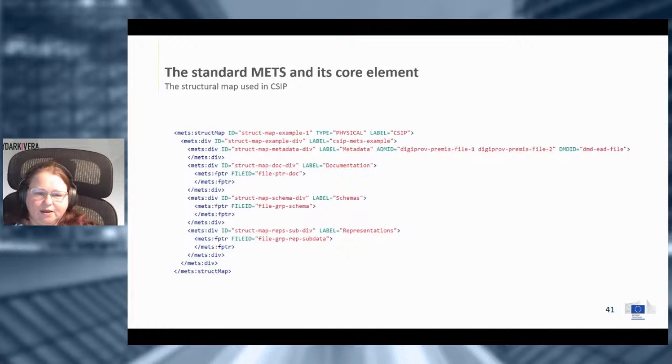And then we have the representations, which are the different folders for the information and data itself. So that's rather simple and easier than what you can do. But it's possible, as I said, to do more elaborate struct maps.